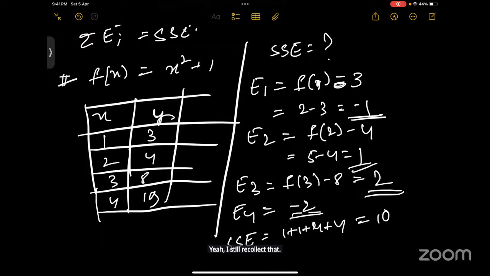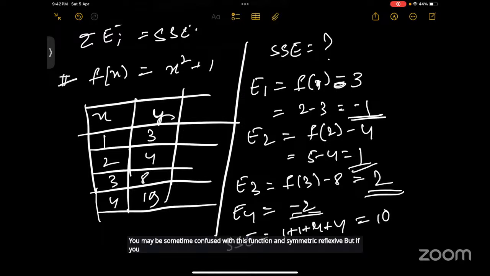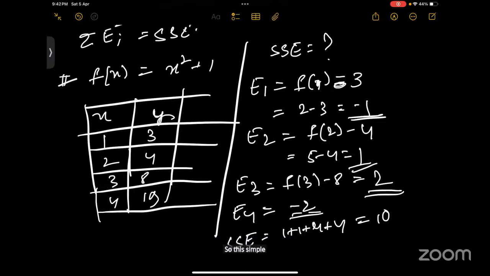SSE is nothing but just a calculation, so nothing to be worried about. You may sometimes be confused with function, symmetric, reflexive. But follow this simple logic: if you can construct an example which contradicts the definition, that means it is not that definition. But if there is no such example, it will follow the definition. So this simple thing we have to keep in our mind. It is enough.